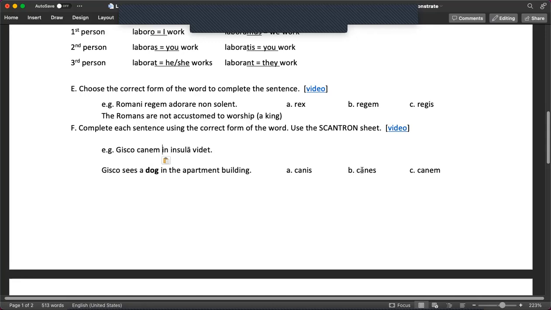You might be saying, why is it not canes? And it's because you know the letters es indicate that something is plural, not singular. So this actually would mean dogs. Canes would mean dogs. Okay. And then canis would be a dog, but with a verb after it. And canem is the only one here that has a verb.